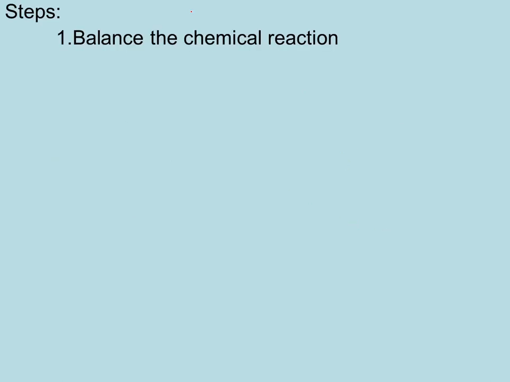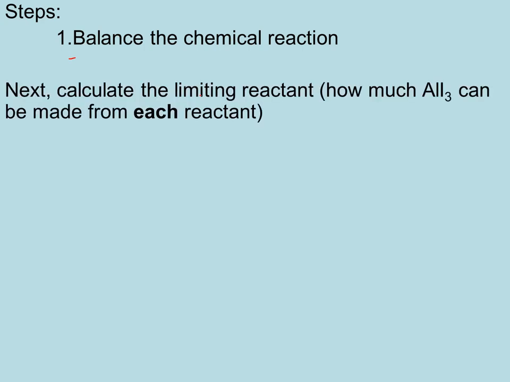So stepwise, first off, we have to have a balanced chemical equation. Pause the video, balance the equation. Once we have a balanced chemical equation, we are going to start our calculation. We're going to calculate how much product, in this case we only have one product to worry about, but if we had more than one product, you just solve for one or the other, would actually be made from each of the reactants.